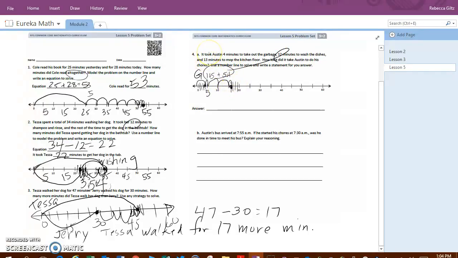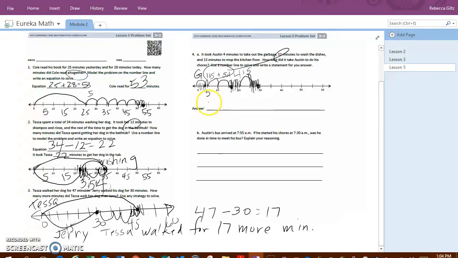And then I need to go 13 minutes to mop the kitchen floor. So starting here, I'm going to hop 1, 2, 3, 4 out of the 13. I'm going to hop 5 more. So that whole group there was 4. Plus 5 is 9. So it should be right on this line here. Then I need to draw some tick marks in here. So this is 10, 11, 12, 13. I'm right here, right before the 30. So that tells me 29 minutes.